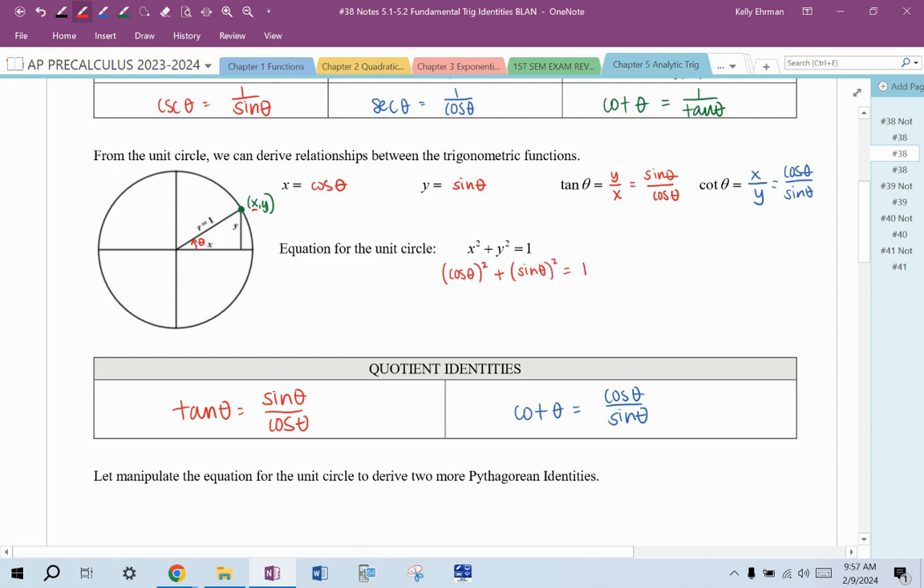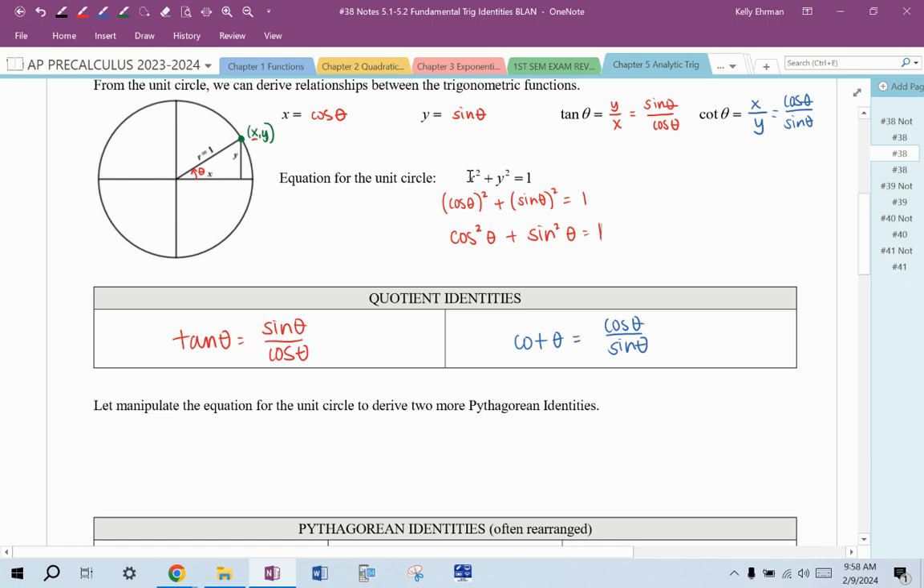Now, here's some notation that you need to get familiar with. We don't normally write cosine squared like this. We normally put that notation here, cosine squared theta plus sine squared theta equals 1. That's to show that the squared is not on the angle. The squared is on the function itself. The angle is still inside of the function. All right, this is called the Pythagorean identity because it's like a squared plus b squared equals c squared.